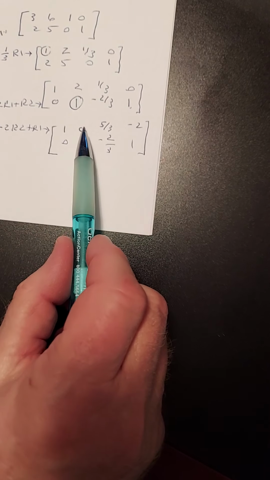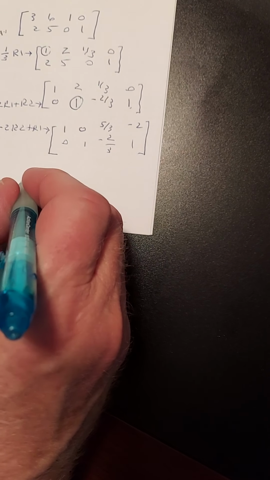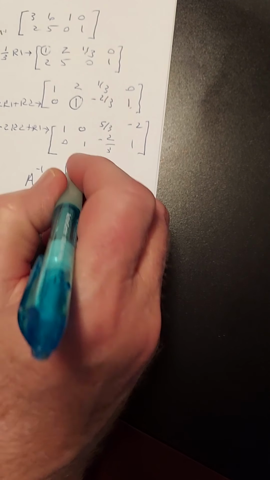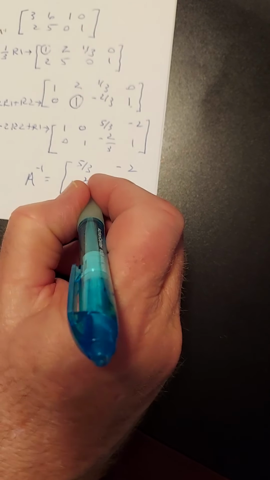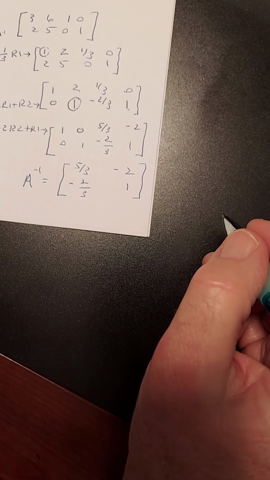So at this point, you'll notice you have the identity on the left, which means the inverse is on the right. I'm going to put it down here. The inverse will be equal to 5/3, -2, -2/3, and 1.